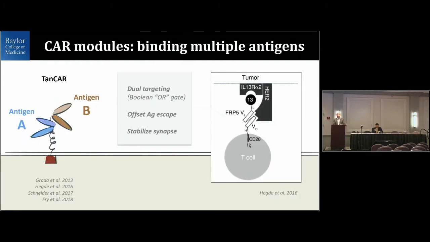CARs can be engineered to bind 2 or more antigens, such as shown here, a tandem CAR or a TanCAR. In this case, the CAR may have 2 single chain Fvs or 2 natural ligands and so forth that allow for dual targeting and offset antigen escape. So you can implement Boolean OR gates, Boolean OR logic. We'll hear more about Boolean logics later in the session from Cole. And when both antigens are bound, this actually promotes formation of very stable synapses and promotes a robust cytotoxic activity. And an example of this is shown on the right, a CAR that binds both IL-13 receptor alpha-2 and HER2. It was initially developed by Nabil Ahmed in our center, followed by others.